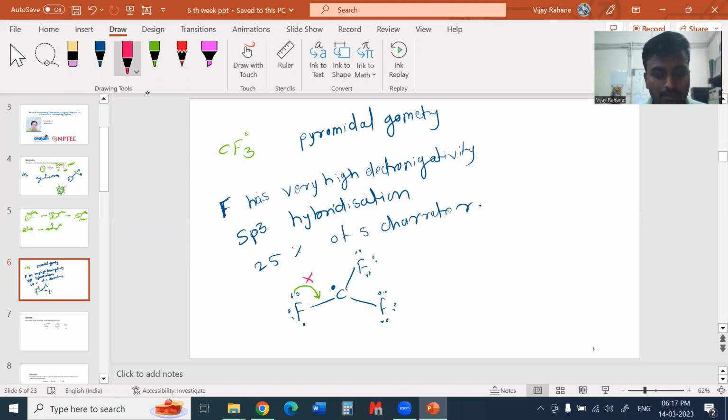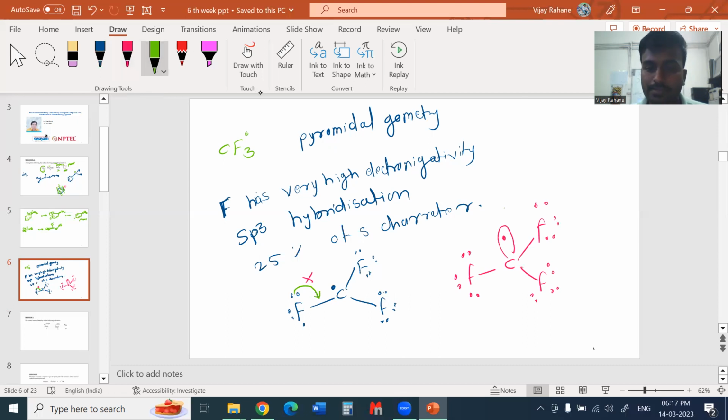So it is not possible in case of this CF3 one. And also the lone pair repulsion. If you see this radical and the lone pair present on the fluorine atom, they repel each other. So to stabilize the structure, what happened? The fluorine, the CH3 radical, here there will be a repulsion.